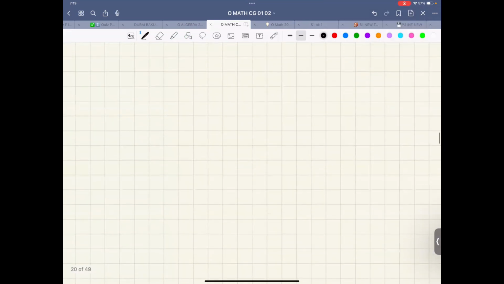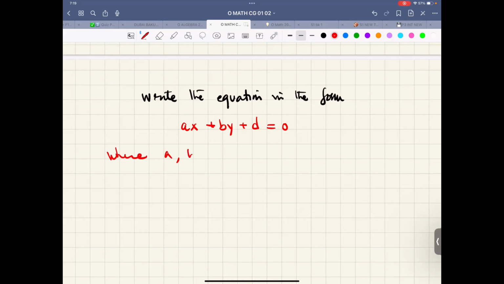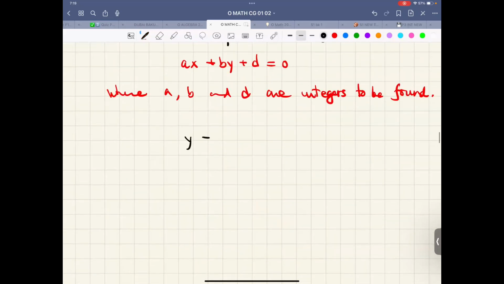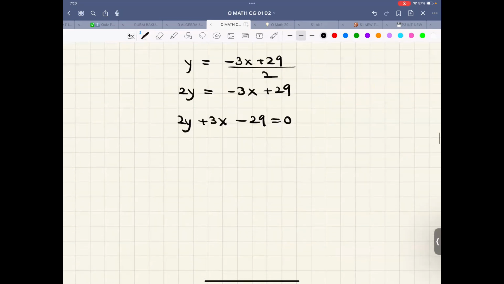Now let's say the examiner is asking, write the equation in the form ax plus by plus d equals 0, where a, b, and d are integers to be found. So now we have y equals minus 3 over 2 x plus 29 over 2. Let me simplify. y equals (minus 3x plus 29) divided by 2. Cross multiply: 2y equals negative 3x plus 29. 2y plus 3x minus 29 equals 0. But first the x is written: 3x plus 2y minus 29 equals 0.